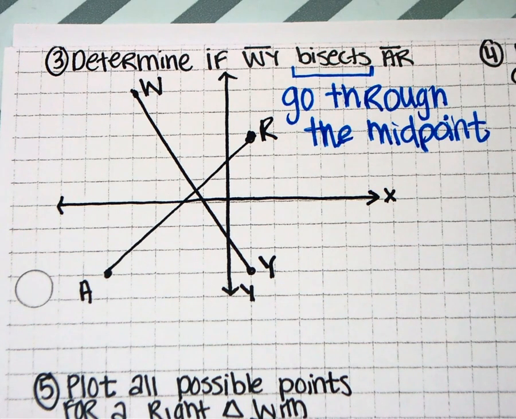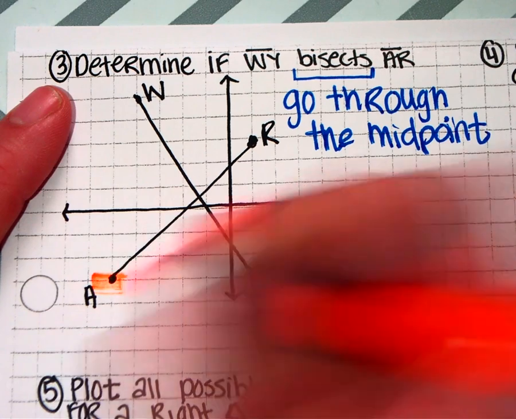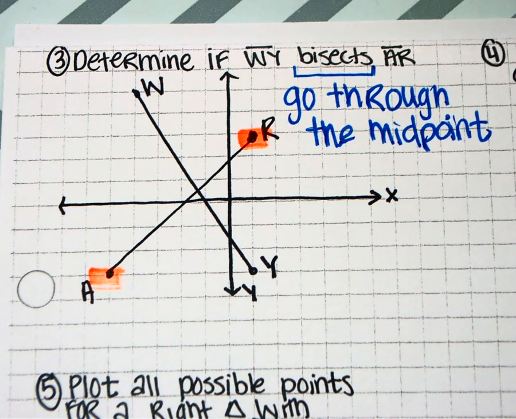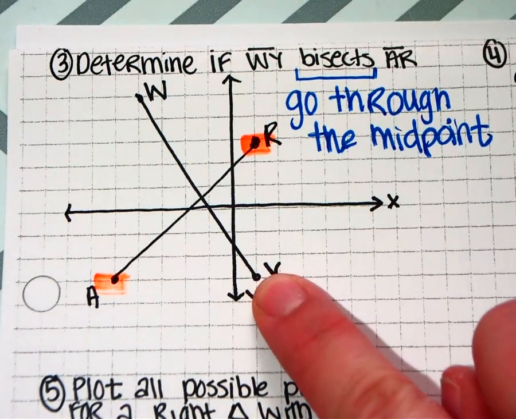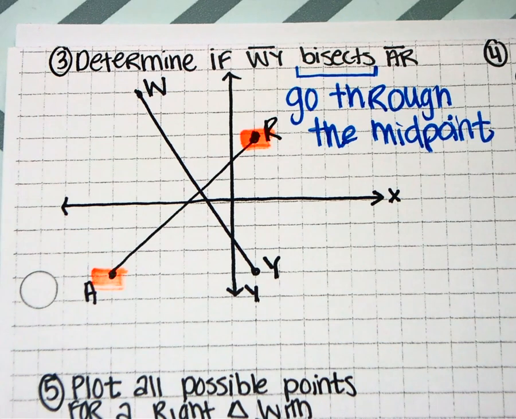So determine if WY bisects AR. What we're going to have to do is calculate the midpoint. We're going to have to use point A and point R, because we need to know if segment WY actually goes through the middle. Now for the most part, most of us can look at that and see where the middle is, but if you can't, that's perfectly fine. You just use your midpoint formula.